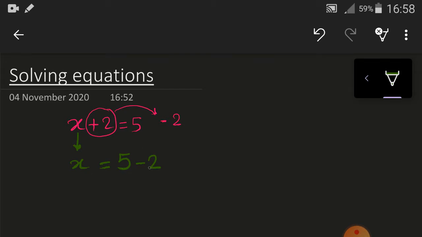You need to do this and write this in your solution. Don't do it in your head. Now x equals, what's 5 minus 2? It's 3. So we send the addition to the other side to be subtraction with the same value.